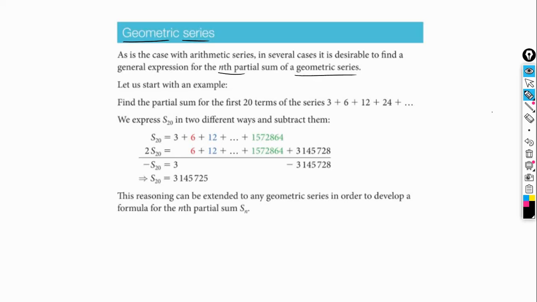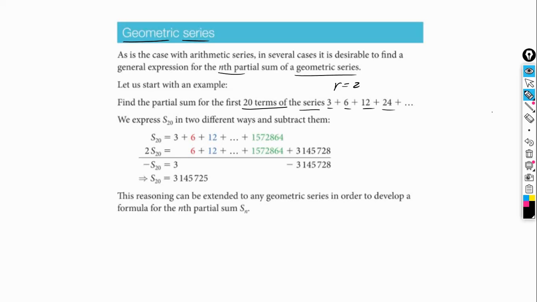It says find the partial sum for the first 20 terms of the series 3 plus 6 plus 12 plus 24, etc. So this is obviously a geometric series where the common ratio is equal to 2. So the common ratio is equal to 2, right? 3 times 2 is 6, 6 times 2 is 12, 12 times 2 is 24, etc.